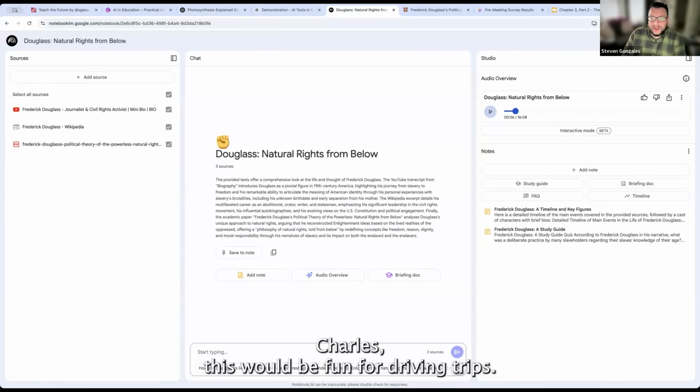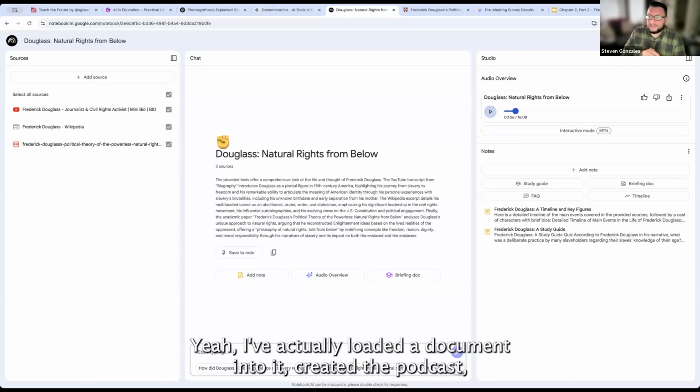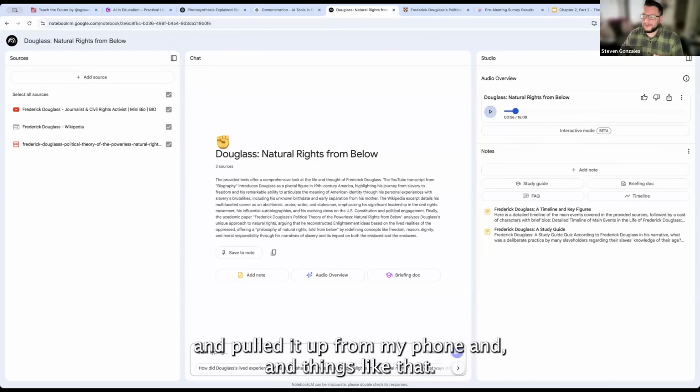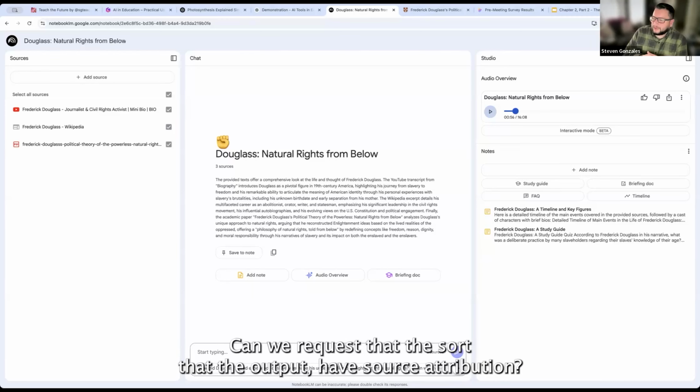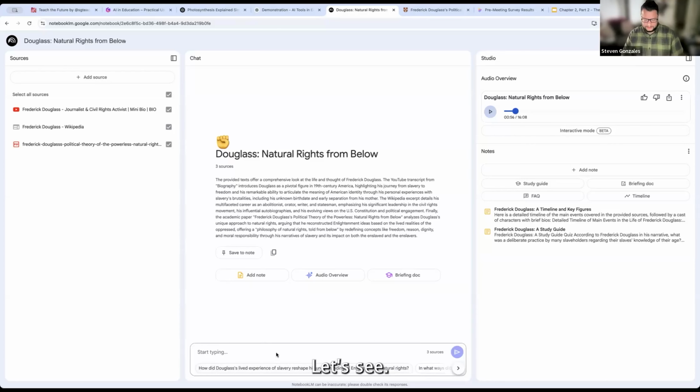Charles says this would be fun for driving trips. Yeah, I've actually loaded a document into it, created the podcast, and pulled it up from my phone, and things like that. Can we request that the output have source attribution? Let's see. Can you?